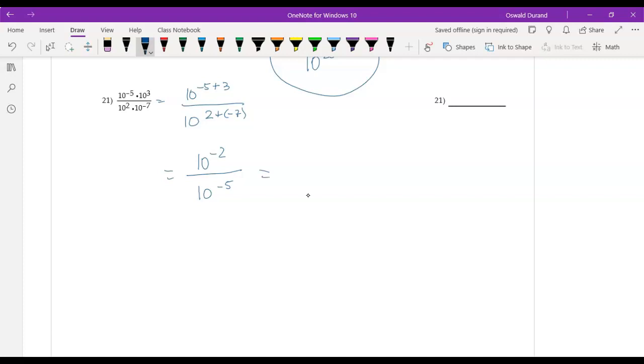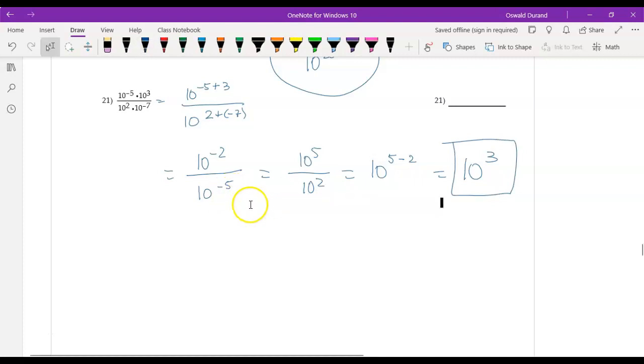Okay. What I can do is another approach. I want to make those positive exponents, because if I made them positive exponents, I'm going to have 10 to the power of 5 over 10 to the power of 2. I just want to have the greatest exponent on top and the smaller one at the bottom. And so now I can use the quotient rule and get 10 to the power of 5 minus 2, which gives me 10 to the power of 3. Okay, so that's that.